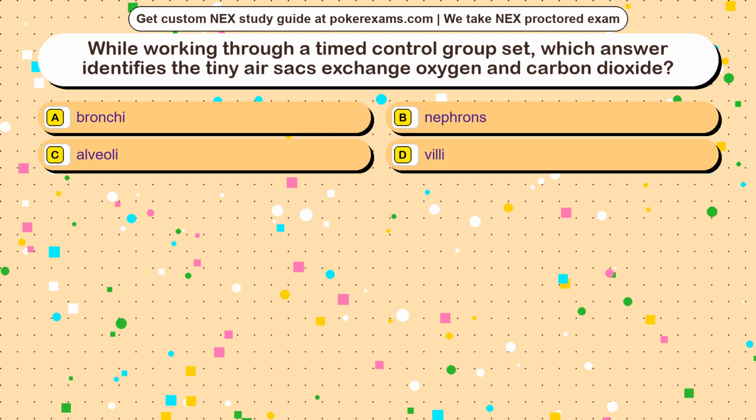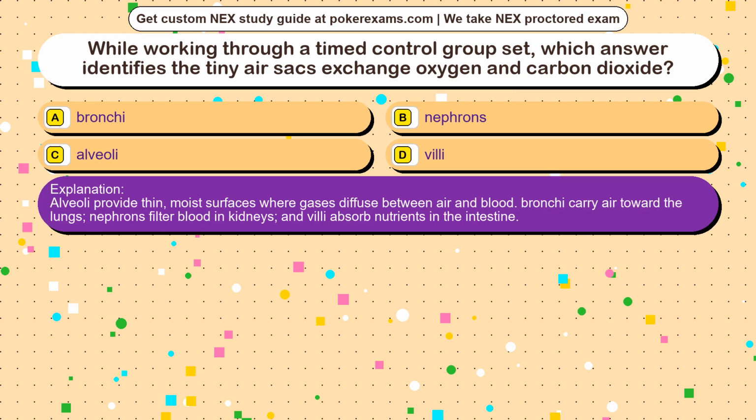The correct answer is option C. Alveoli provide thin, moist surfaces where gases diffuse between air and blood. Bronchi carry air toward the lungs, nephrons filter blood in kidneys, and villi absorb nutrients in the intestine.